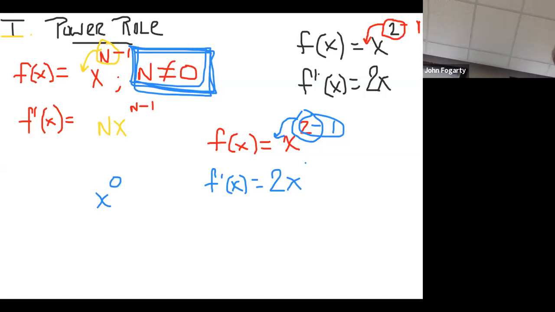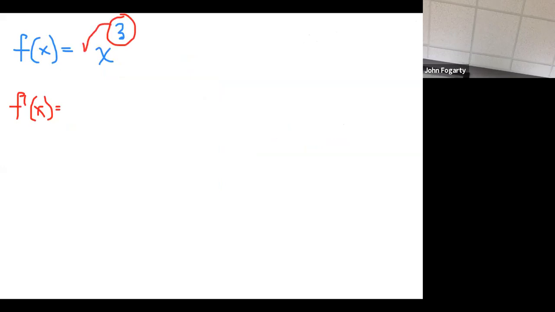So let's just use that rule for a few seconds, all right? Let's do an easy one. f of x equals x to the third. Well, we know what the rule is, right? f prime of x, we're going to take the 3 and move it out front. And then the new exponent is going to be 3 minus 1, and that's going to be 2. Make sense?